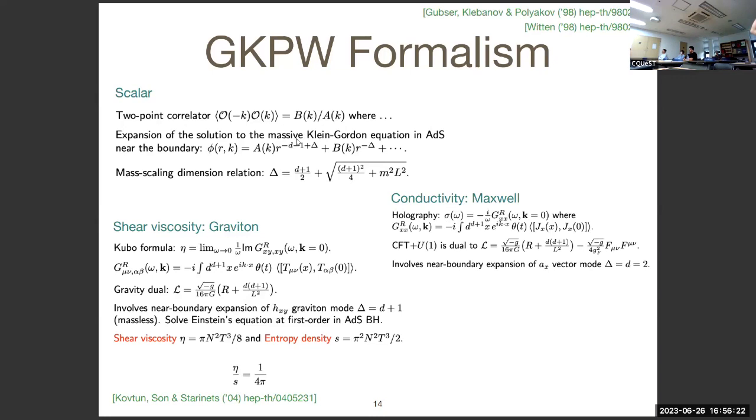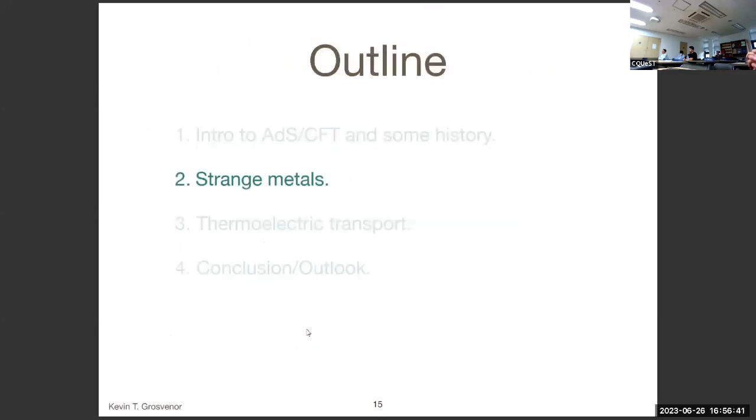Okay. So it's using this procedure, by the way, that Kovtun, Son, and Starinets were able to compute the shear viscosity in this particular theory, and compute the entropy density as well, and then work out this ratio. Okay, so any questions before I move on? So that was the discussion of AdS.